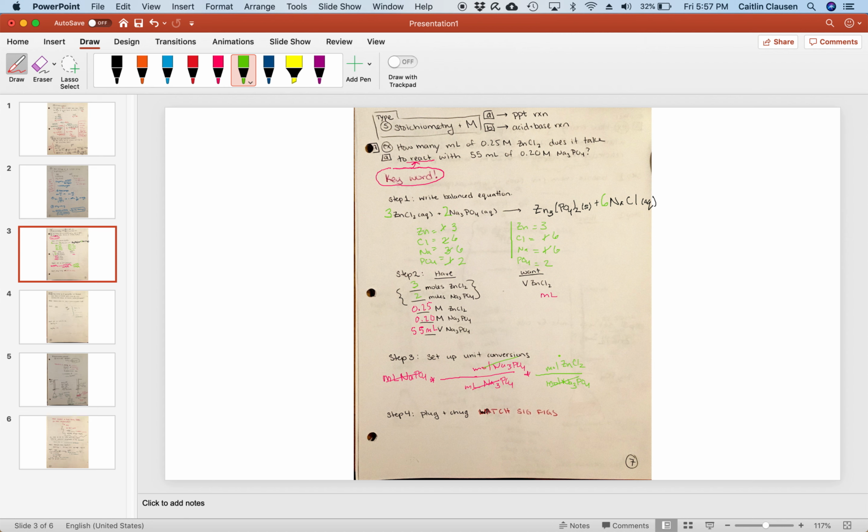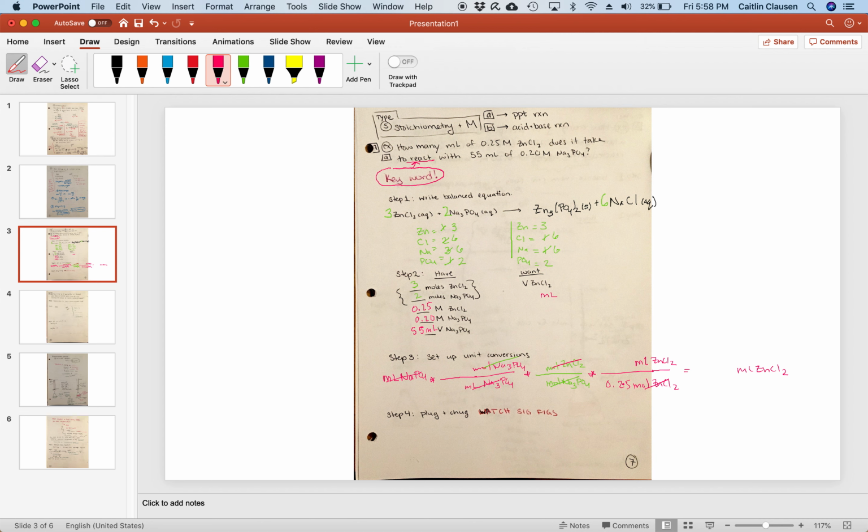So now I'm left with moles of ZnCl2, zinc chloride, and to get from moles back to milliliters, I need another molar conversion. This time, the molar conversion for zinc chloride. Zinc chloride was 0.25 moles per milliliter. Moles cancel, I'm left with milliliters. So now I can plug and check.